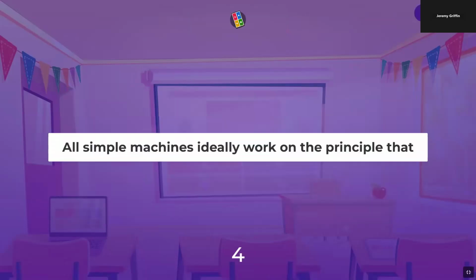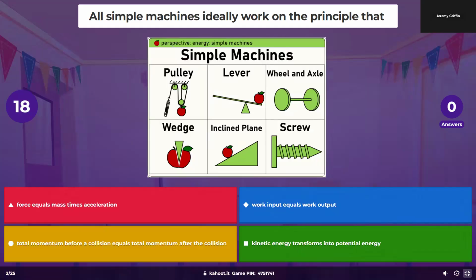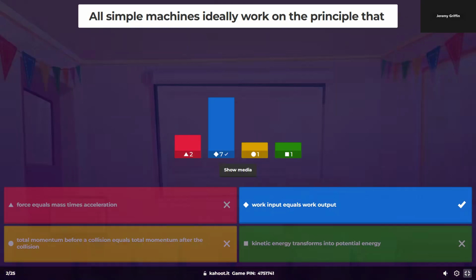All simple machines ideally work on the principle that what? Yeah, nice, nice. All right. So these are all true statements that apply to different scenarios, but for simple machines, work input could match work output. Do you guys remember rigging up some pulley systems in this class? That's a type of simple machine. And you could lift something very heavy with a small input force.